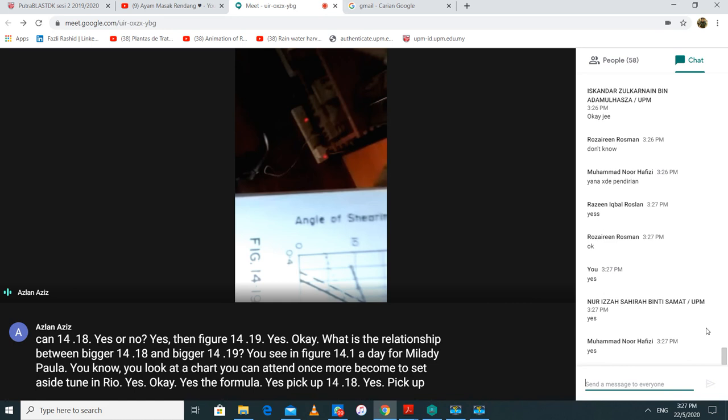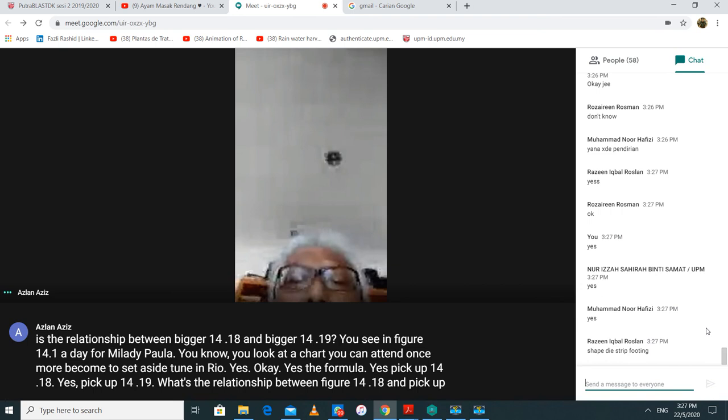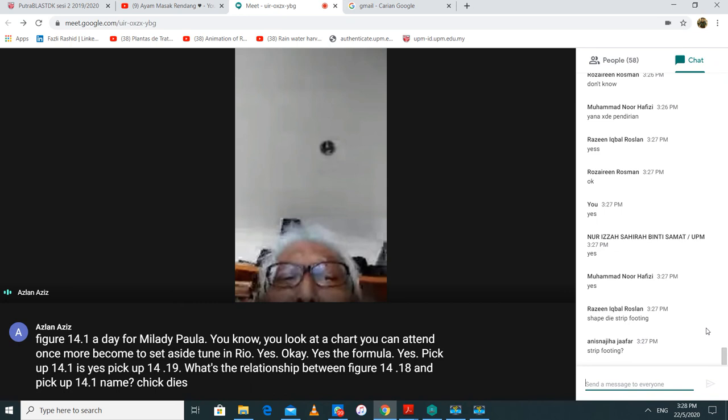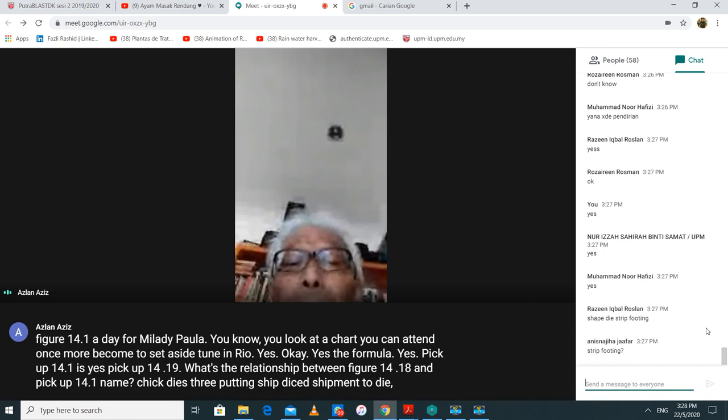What's the relationship between figure 14.18 and figure 14.19? Shape, die, strip footing. What is that, Razin? Shape die strip footing. Shape is bentuk, die is mati. Strip footing, tempat jalur. Strip footing, Anis Najiha says.